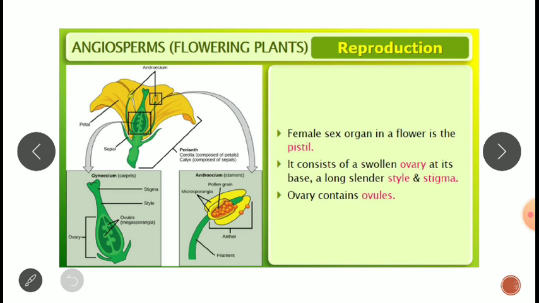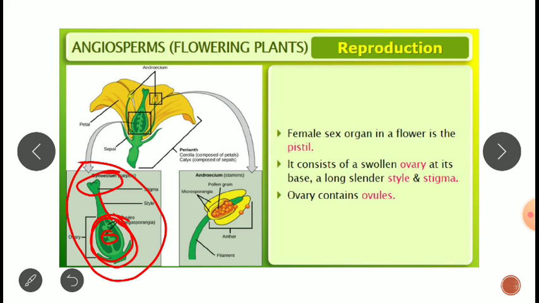Coming to the female reproductive part, the female reproductive part is going to be called the pistil. So this pistil is going to consist of the ovary. This part is called the ovary, which is a swollen part at its base, and then it has a slender style, and at the top it is going to have the stigma. Within the ovary, the ovules are going to be present.